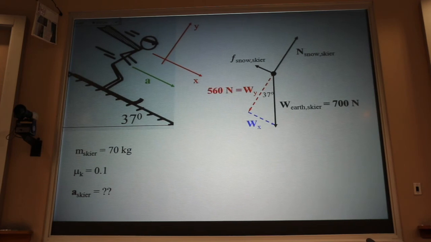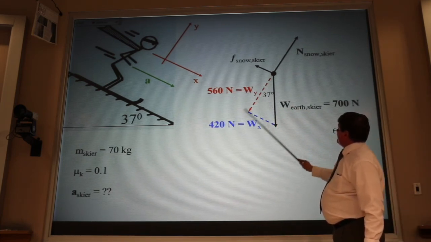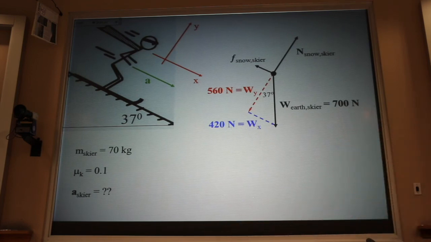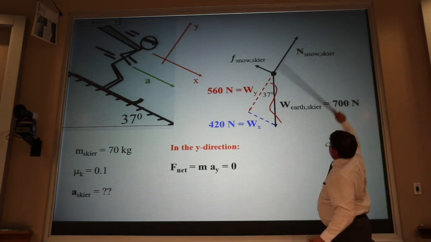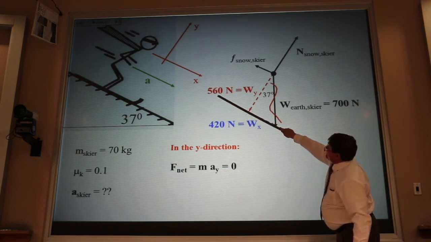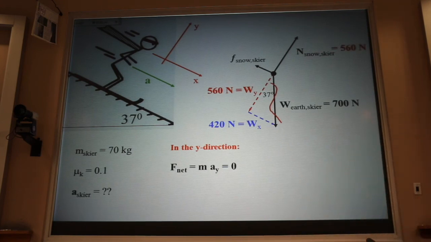Once I break that force, the weight force, into its components, this is going to be 700 times the cosine of 37, 700 times the sine of 37. I can use Newton's second law in both directions. In the y direction, there's no acceleration. This has to balance in the y direction. If I've got 560 in the minus y direction, I have to have 560 in the positive y direction.